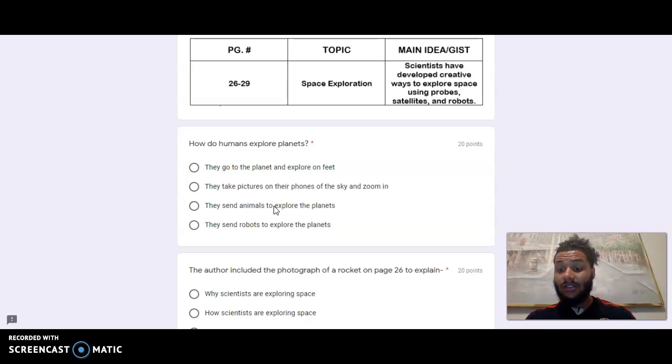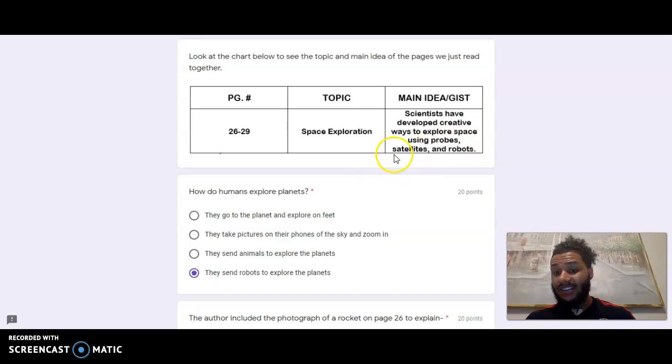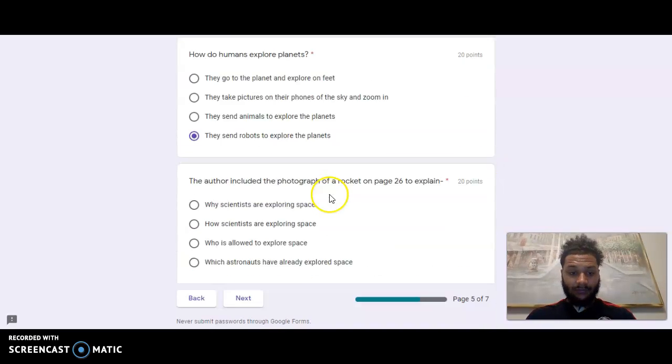So how do humans explore planets? They send robots to explore the planets. Remember, in the text we read, it told us that they use probes and satellites, and they'll put robots out there with cameras on them where they can control the robots with a remote control and take pictures of the planet and all that cool stuff.